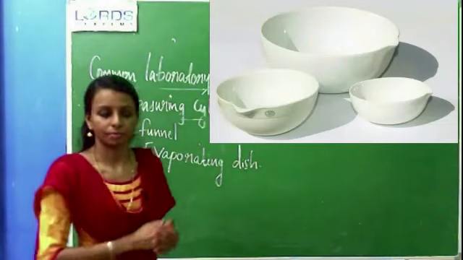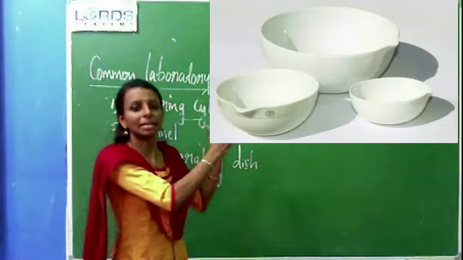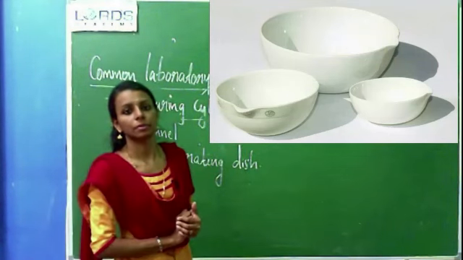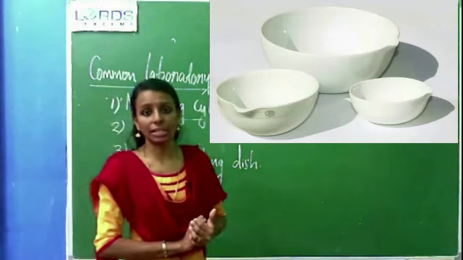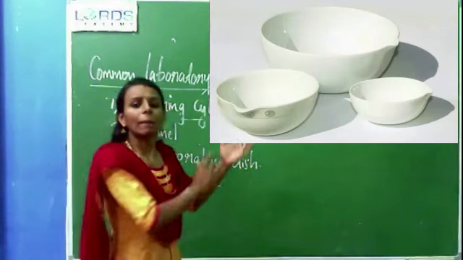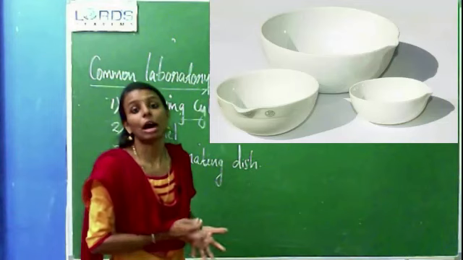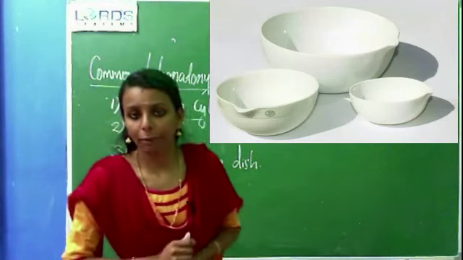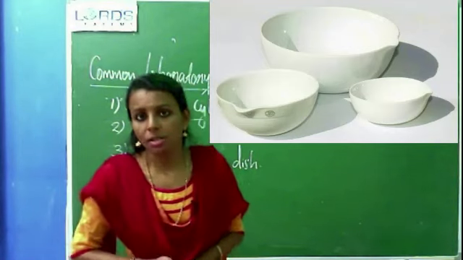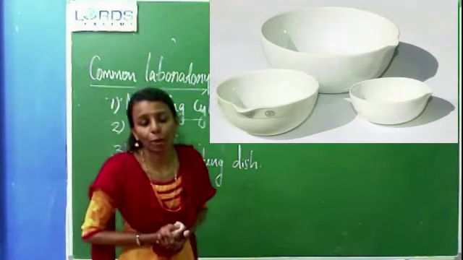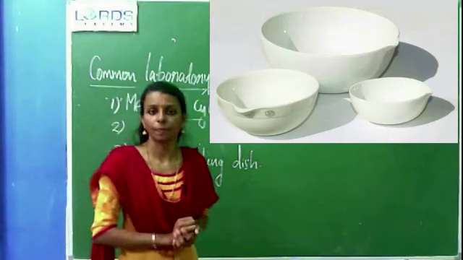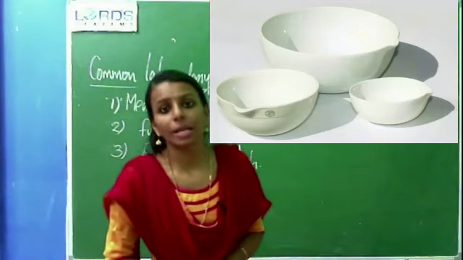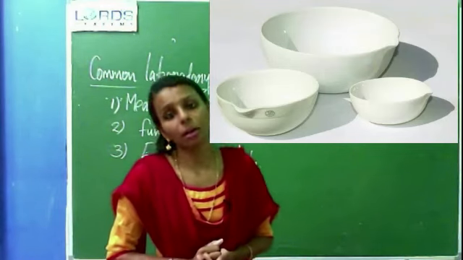Evaporating dish. Look here. This is the evaporating dish. What substance is it made up of? Yes, porcelain. This evaporating dish is made up of porcelain. It is used to evaporate the liquids. What is the meaning of evaporation? The liquid changes into gaseous state. So, we can evaporate the liquid with the help of evaporating dish. It is used for evaporating the liquid chemicals.